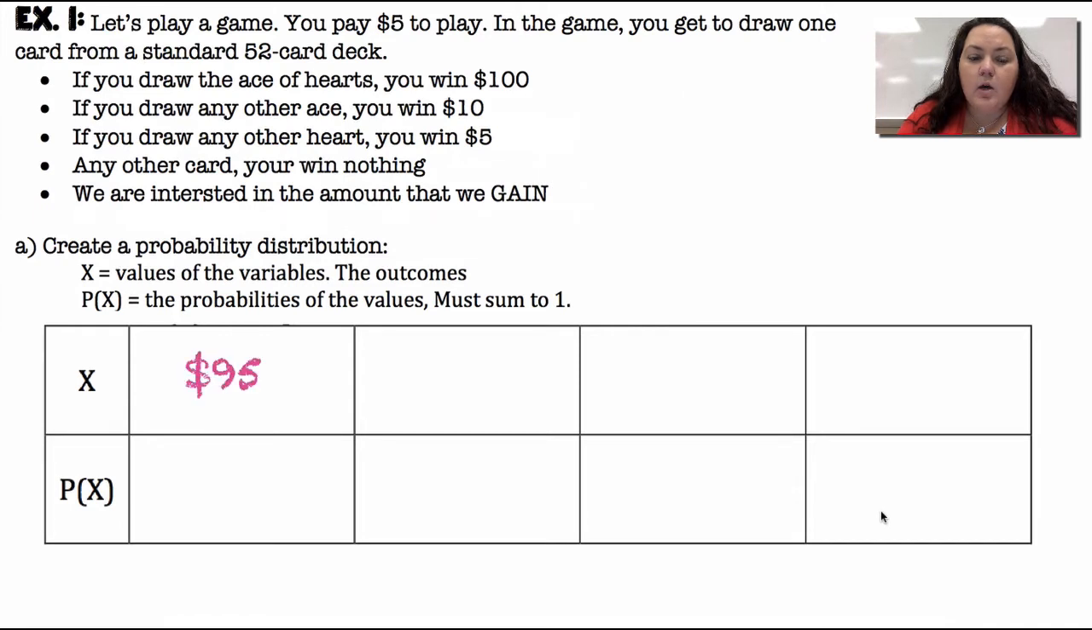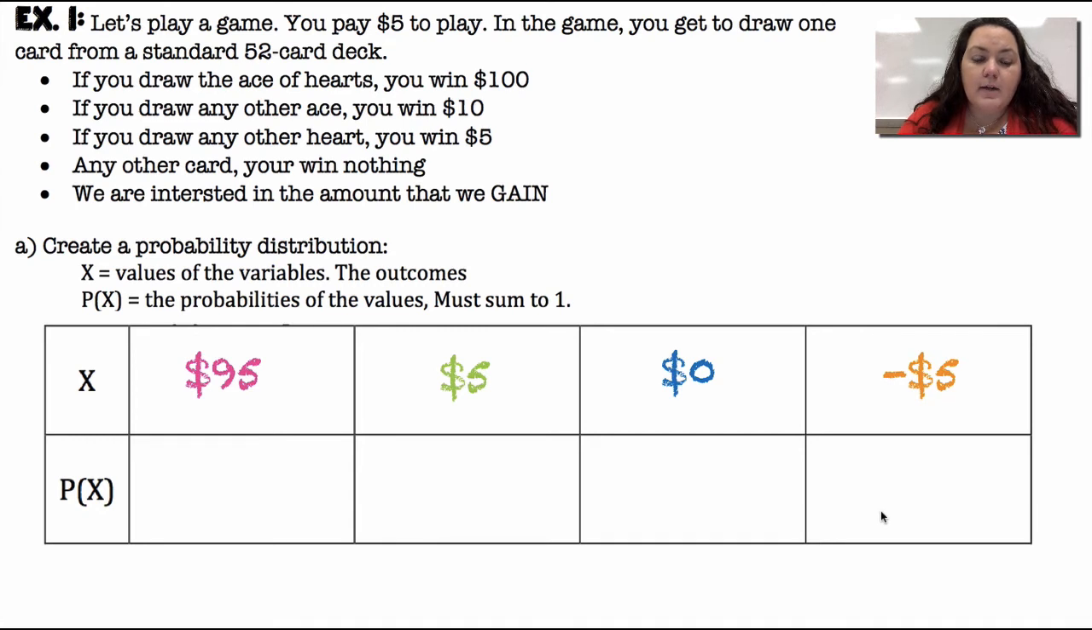If I win the $100, well, I spent $5 to play the game, so my gain would be $95. If I win the $10, my gain would be $5. If I win the $5, my gain would be nothing. And if I don't win anything, my gain would be negative $5.